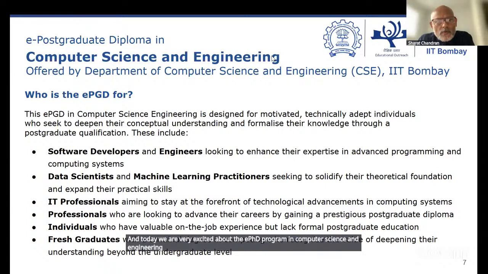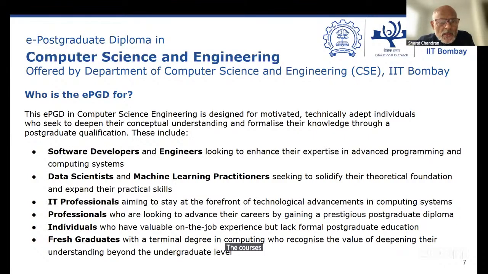All of you know that the CSE program is something in IIT Bombay that is sought after, and we figured that it's high time that we open up some of the courses that are already available to a much larger audience. So the program is meant for motivated, technically adept individuals.